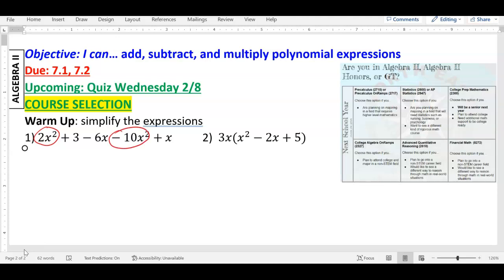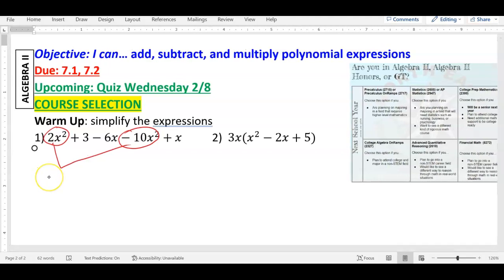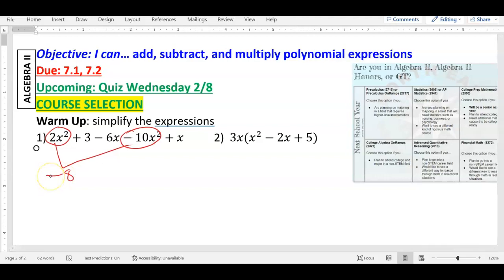So if I can combine those two together, what's 2 minus 10? Two minus 10. What's 2 minus 10? Negative 8. Thank you. 2 minus 10 is negative 8. It's negative 8 and what? X squared, yes. Do y'all see how that combination works? You add the coefficients out front with the sign, and then you keep the exponent the same.